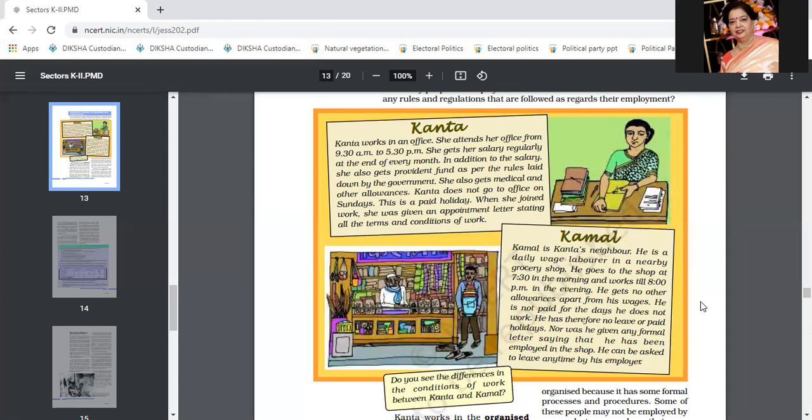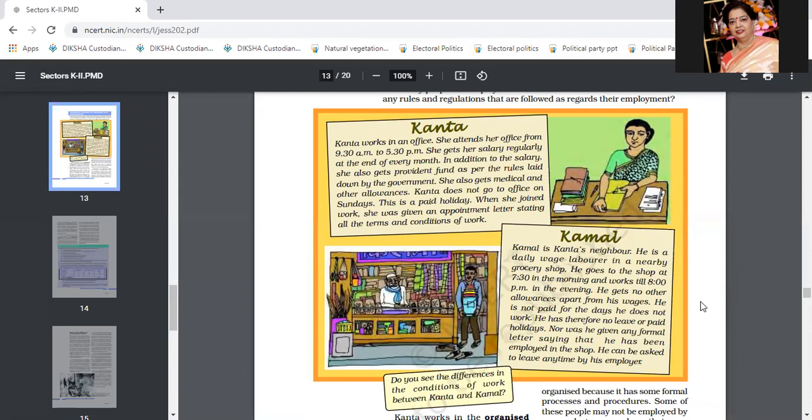These laws are the Factories Act, Minimum Wages Act, Payment of Gratuity Act, Shops and Establishment Act, etc. In the organized sector, the job is regular and has fixed working hours, like Kanta, who has the timing 9:30 to 5:30 p.m. If people work more, they get paid for the overtime by the employer.